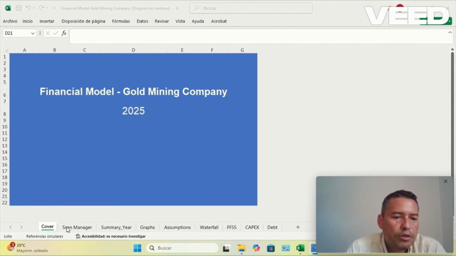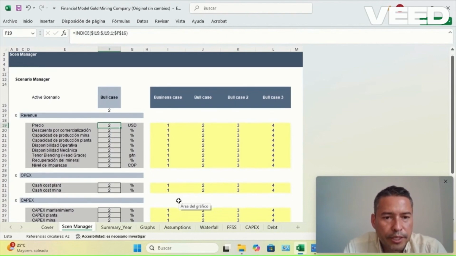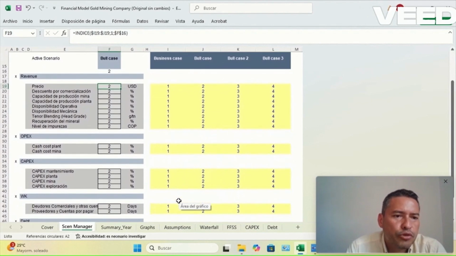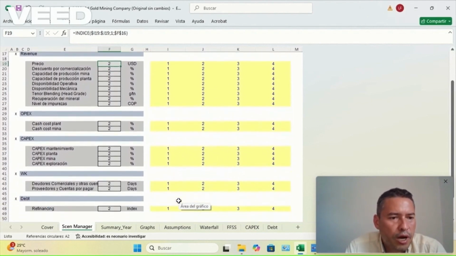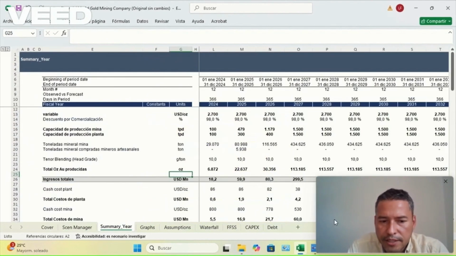So first of all, here you are, the screen manager. This Excel is going to help you compare four different scenarios. If you want, you can build only one, two, three, or four. You can separate assumptions of some items of these variables. For example, you have revenues, OPEX, CAPEX, workforce, and debt. Then you will find a summary year.